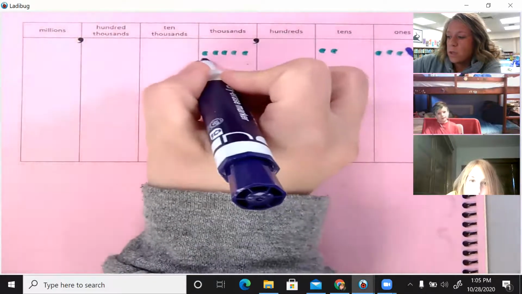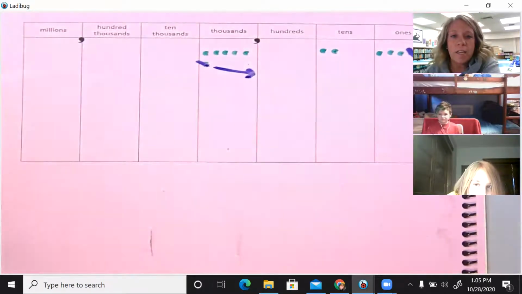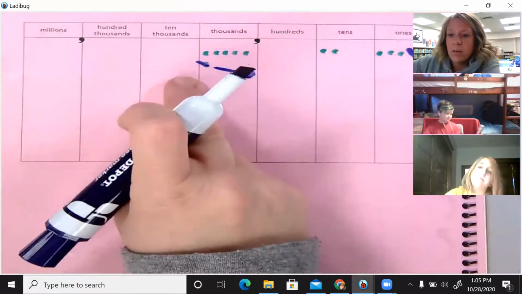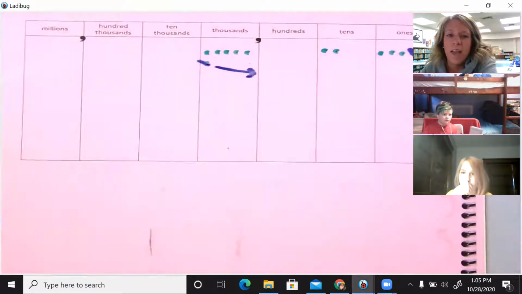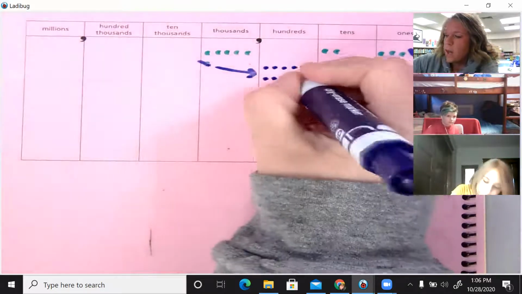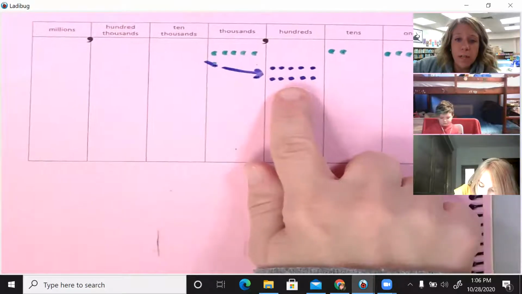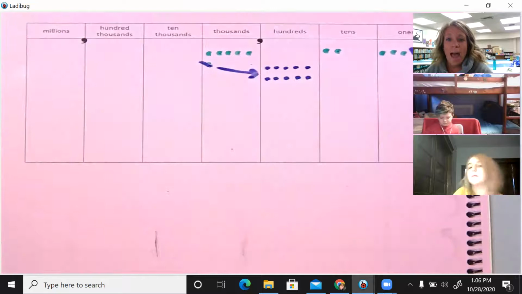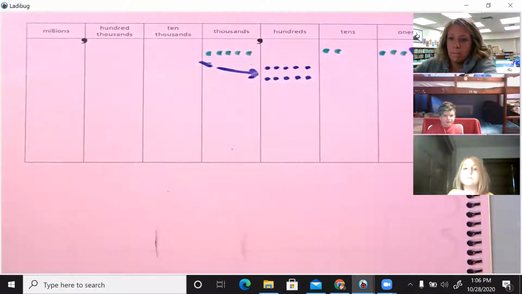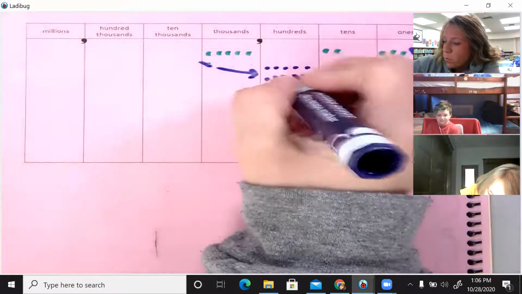Okay, so I'm going to take one of these away, and actually, I'm not taking it away completely. I'm going to trade it in. So I'm going to take away this 1,000, Peyton, and this 1,000 gives me how many hundreds? 10 hundreds. 1, 2, 3, 4, 5, 6, 7, 8, 9, 10. Okay, so all I did was I took one of my thousands and I unbundled it and made it 10 hundreds. So now can I take away 5 hundreds? Yep. 1, 2, 3, 4, 5.